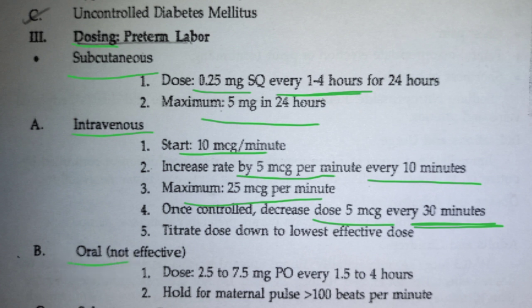Next we have oral doses also. In oral, 2.5 to 7.5 mg will be provided. It will be provided anywhere from 1 hour to 4 hours. Like one oral drug should be given to the patient every 2 hours, and another oral drug should be given every 4 hours. These are the dosages of tocolytic drugs.